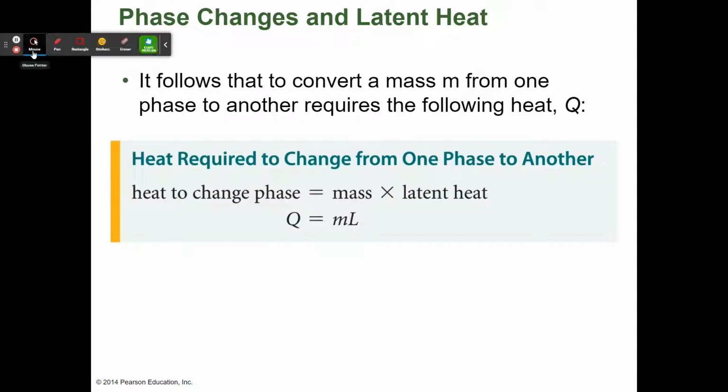Here is our formula for determining the amount of heat that's required to do that. The heat required to change from one phase to another is Q = mL, where capital L is the latent heat.